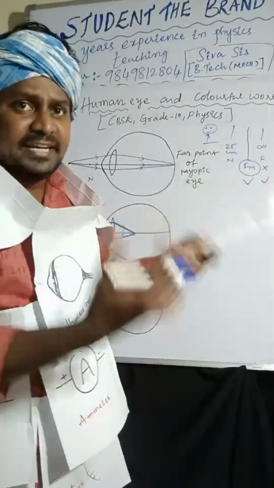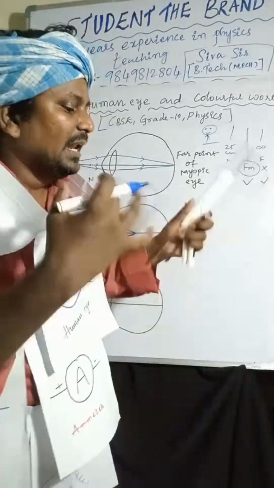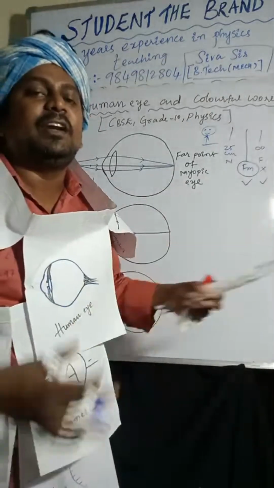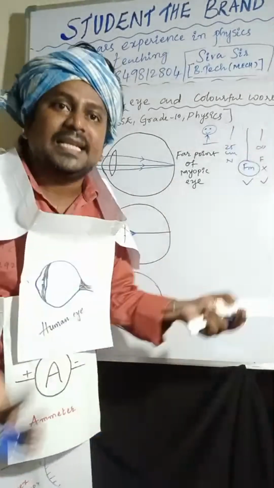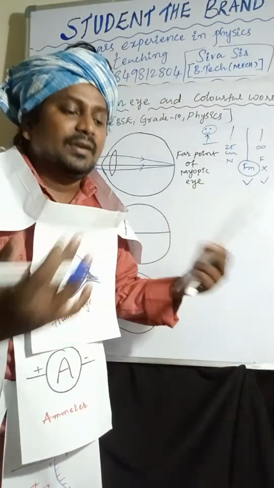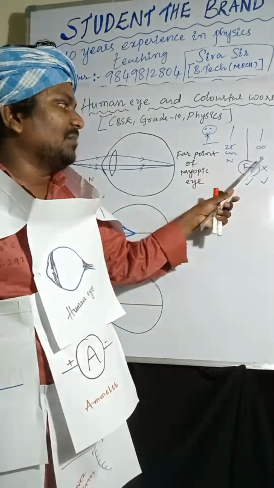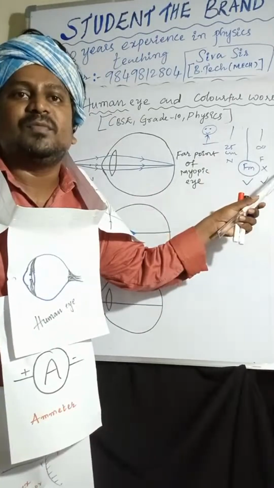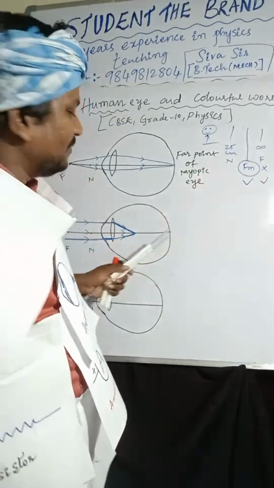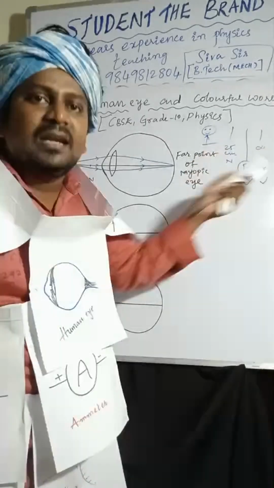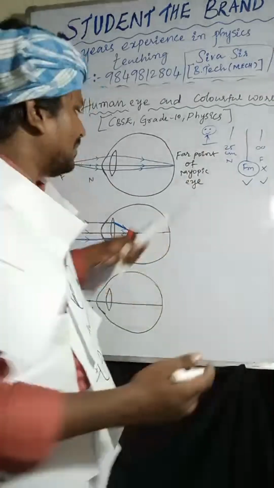Suppose the light rays are coming from infinity. If the light rays are coming from infinity, what happens? Where will the light rays meet? How will it meet? So now we will discuss. So here, as I said, if the light rays are coming from this point, light rays will meet in front of the retina. That's why we can't see this point. So this is about the myopic eye.